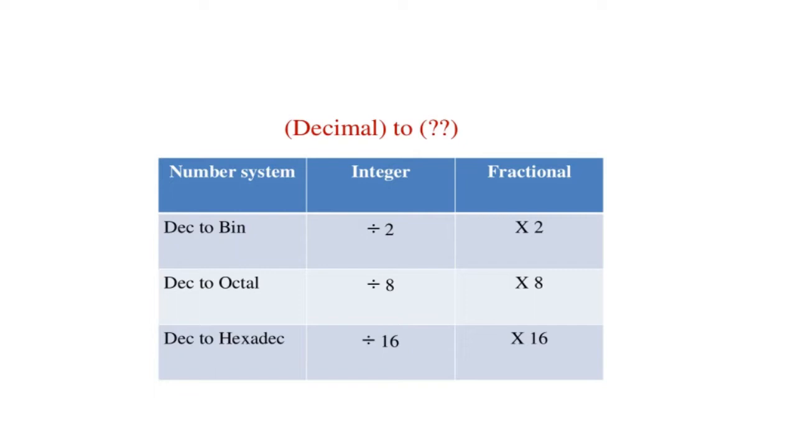If you want to convert decimal to binary, if the number is an integer you divide by 2. If the number is fractional you multiply by 2. Decimal to octal: if the number is an integer you divide by 8, and if it is fractional you multiply by 8. Next, decimal to hexadecimal: if it is an integer you divide it by 16, and if it is fractional you multiply by 16.